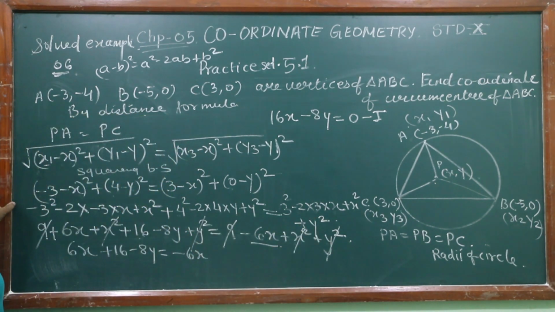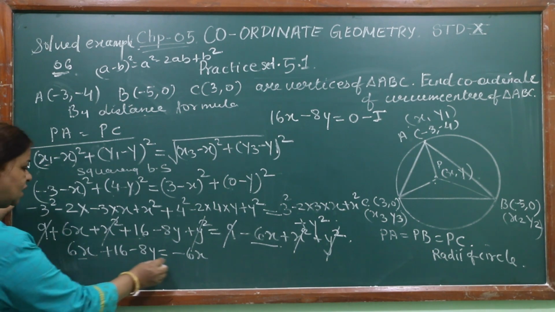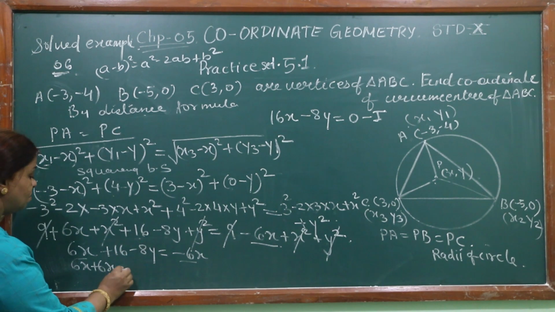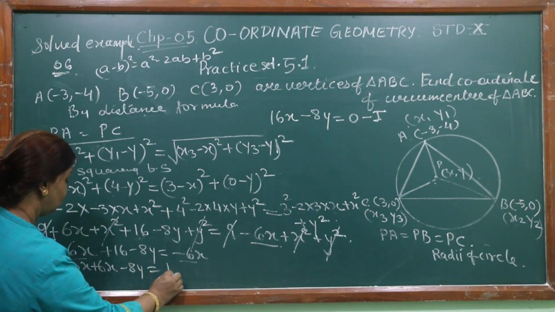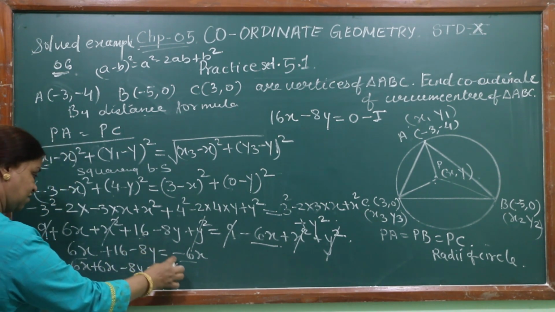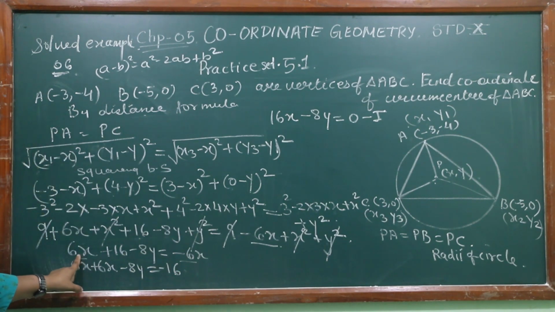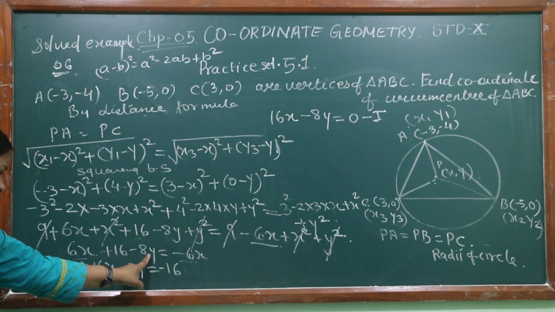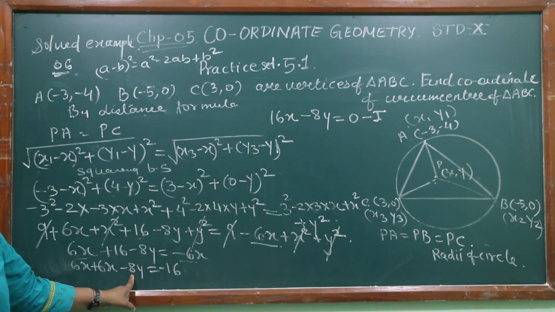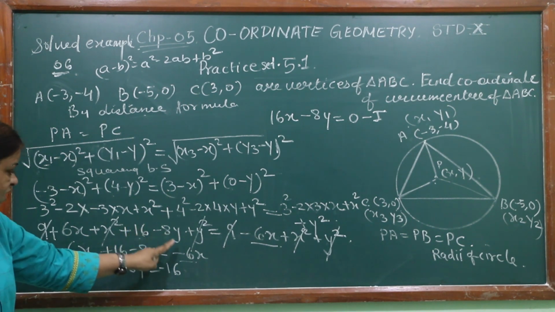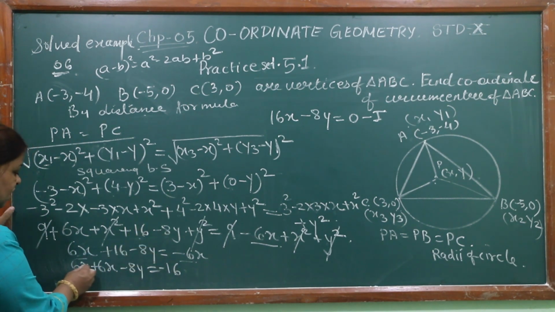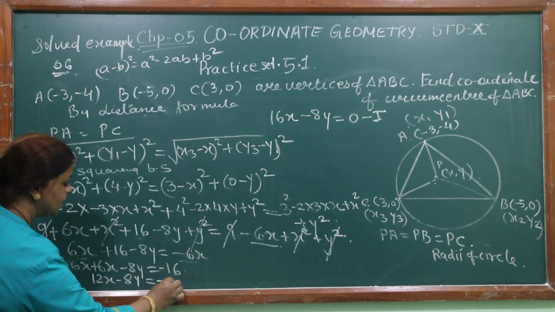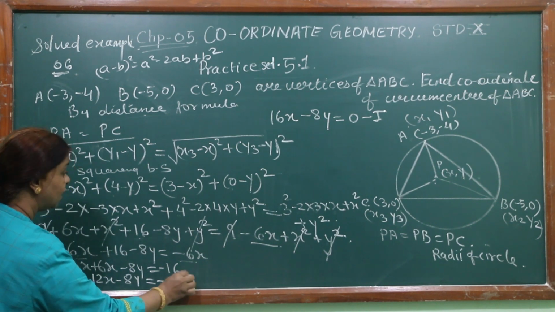Now all the similar terms I will bring together. This is 6x and this is minus 6x. So 6x plus 6x minus 8y is equal to minus 16. 16 I shifted that side, children. See, this is 6x here. This minus 6x I brought here, it became plus. This minus 8y is here only, this side of the equal. And I am shifting 16 this side, it is minus 16. So 6x plus 6x is 12x minus 8y is equal to minus 16. This is my second equation.